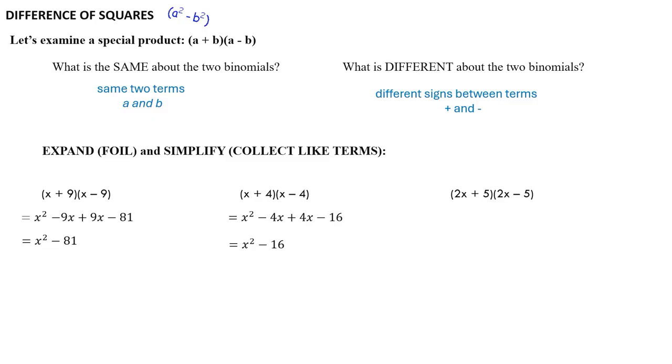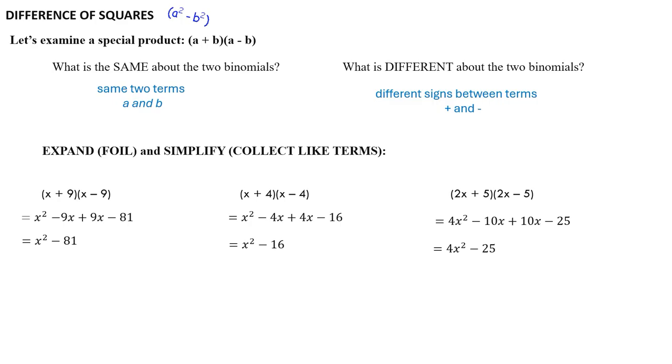In this example, 2x plus 5 times 2x minus 5. 2x times 2x gives us 4x squared. 2x times negative 5 gives us negative 10x. 5 times 2x gives us positive 10x. 5 times negative 5 is minus 25. The negative 10x and the positive 10x cancel out, and we're left with 4x squared minus 25.